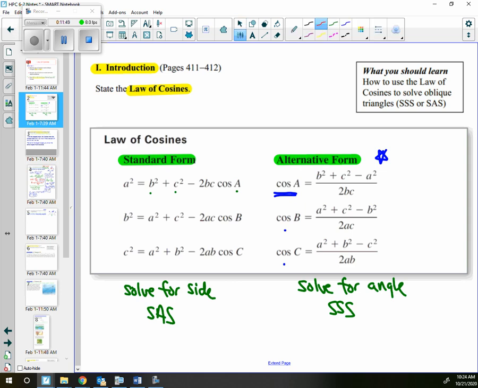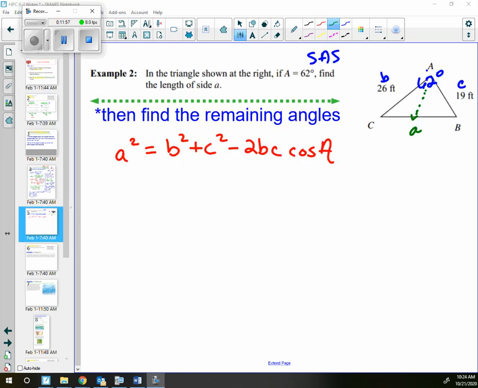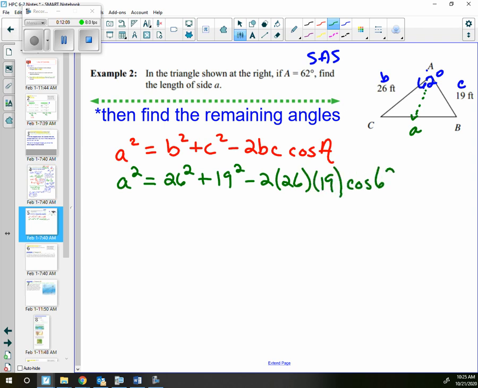In this case, we have side, angle, side, and we want to find side A. So I'm going to use that first one. Let's jot that formula down, and we're going to substitute in those values. So I don't know a squared, but a squared is going to be 26 squared plus 19 squared minus 2 times 26 times 19 times the cosine of 62 degrees.